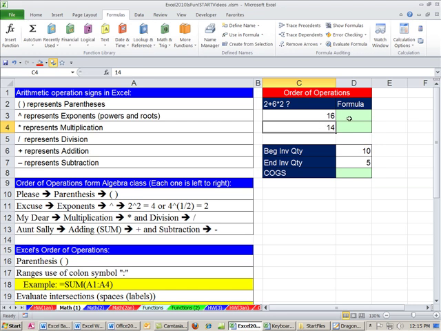Let's prove to ourselves that 14 is actually the correct answer. I'm going to type equals 2 plus 6 times 2. What's going to happen? It's going to do the multiplying first. That's 12 plus 2 is 14. I'm going to hit Enter.